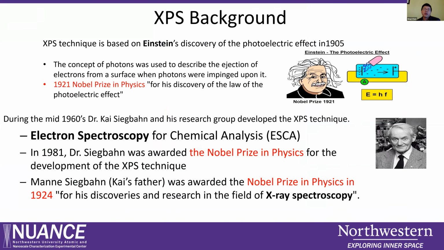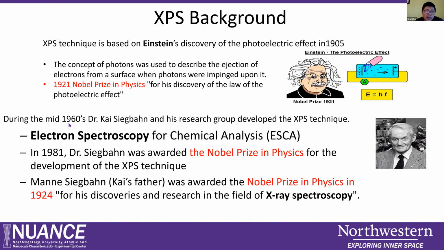We know XPS uses light to get an electron. The original idea, the actual discovery, is based on Einstein's discovery in 1905. They use a light source and shine it on a metal, like a cathode. You can generate electrons, you can get electricity, you can get a current. Einstein got the Nobel Prize for this discovery in 1921. This is just a basic discovery, but not practical for analysis.